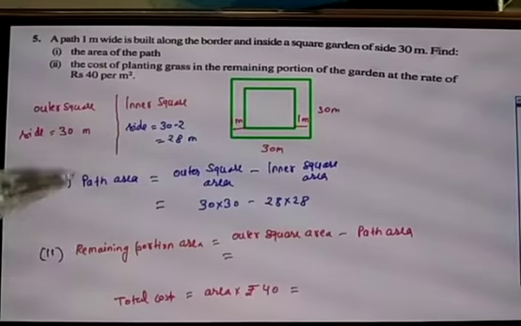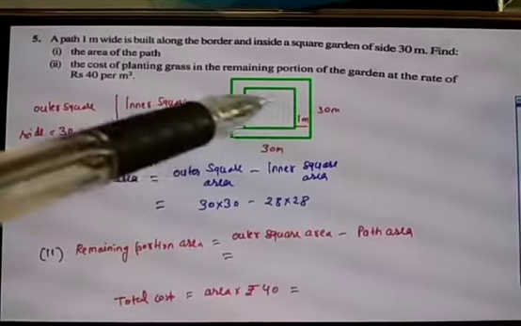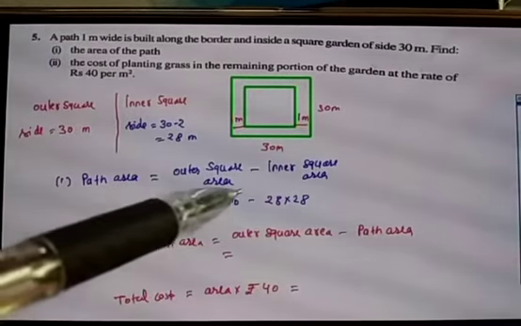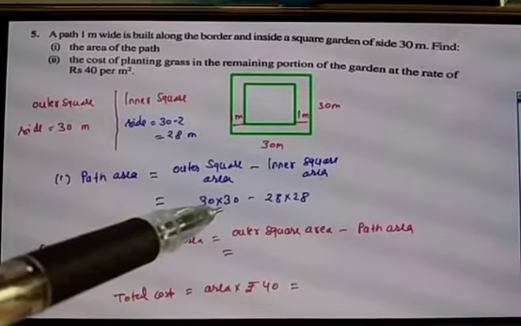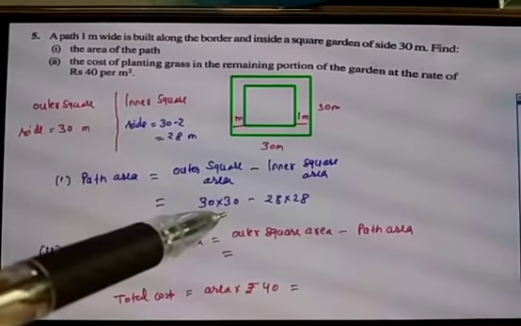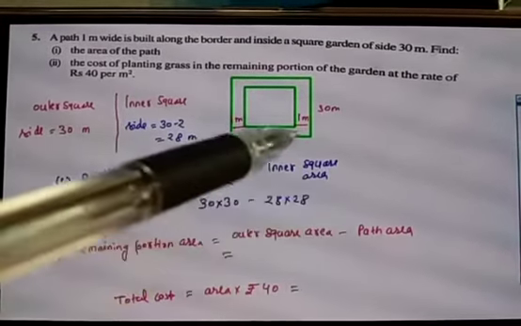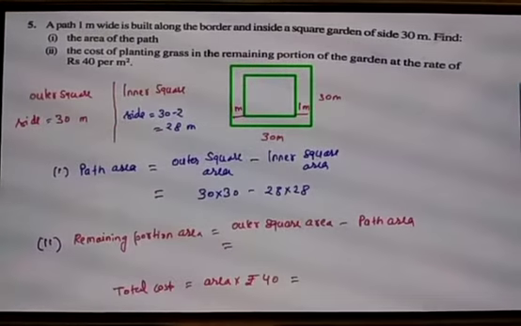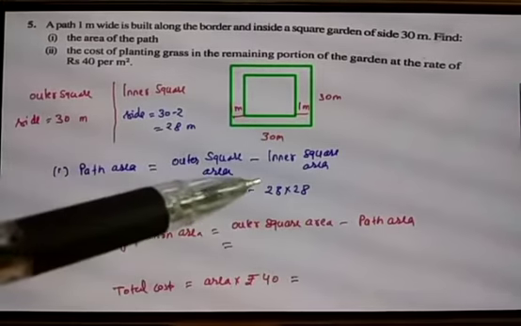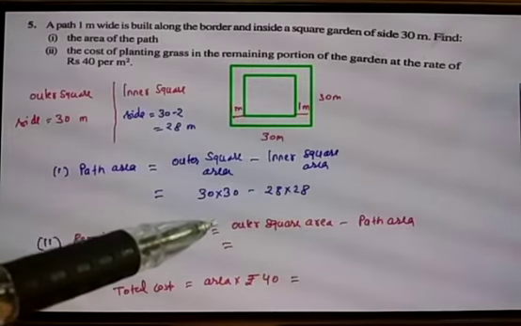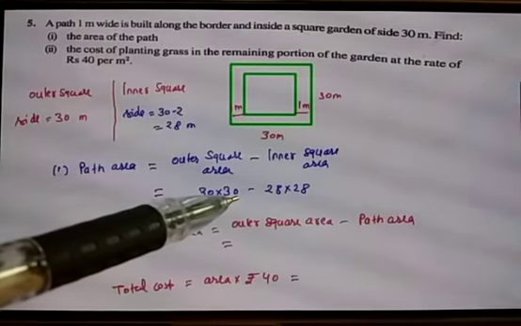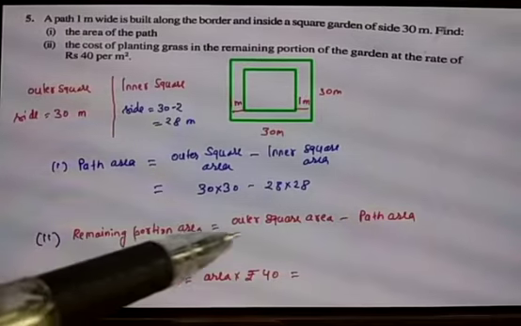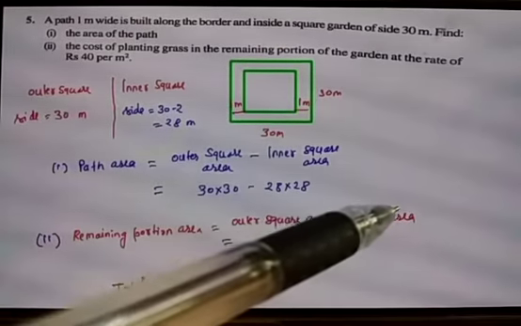Okay, so path area will become outer square minus inner square. Outer is, for the square, length into length, side into side. Okay, 30 into 30. Again inner square, that will become 28 into 28. So now you can just multiply there. Okay, subtract. You will get the answer. From that, what we have to do? Again the remaining portion area is equal to outer square minus path area.